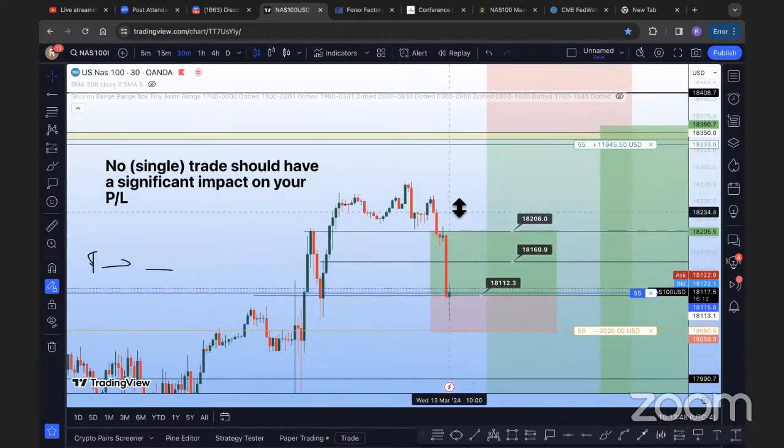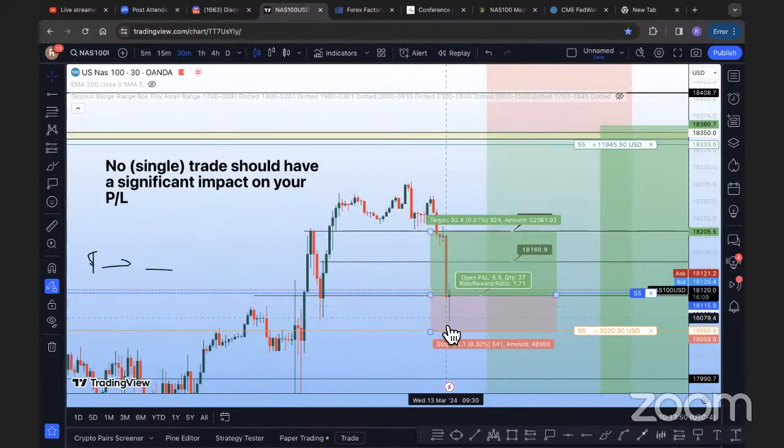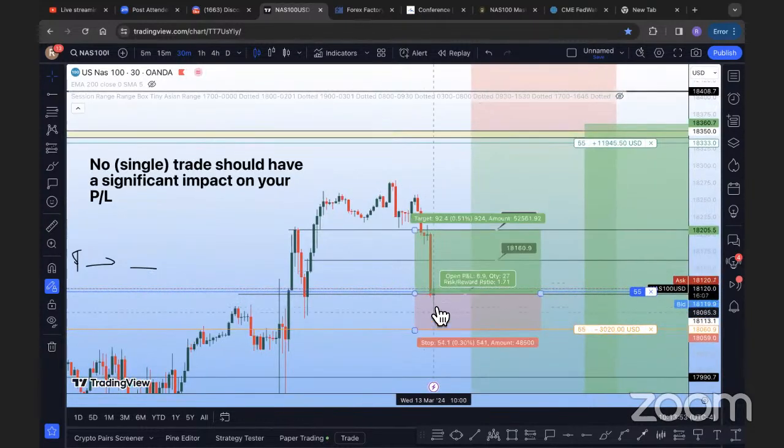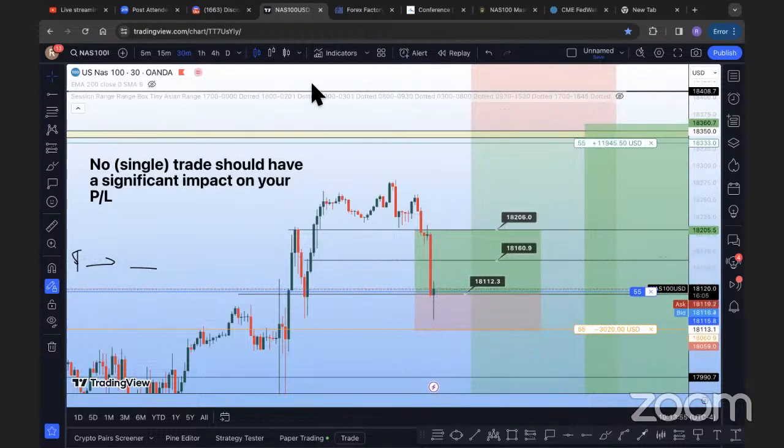All right, so we're still waiting. Not the most convincing closure, but hopefully this wick rejection is enough to at least get this retracement back up to 160, and we can protect the trade.